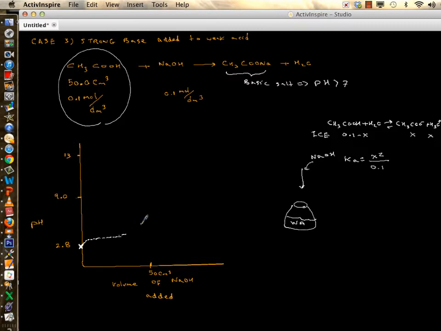Then you come here, and once you get really close to 50 cm cubed, there is a curvature, not very sharp, and you go up, and then you break apart, and you get close to 13. Now, this is very important because of what you have created before the equivalence point. So this is your equivalence point.